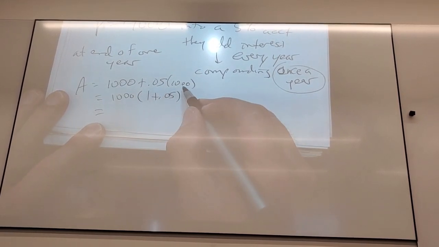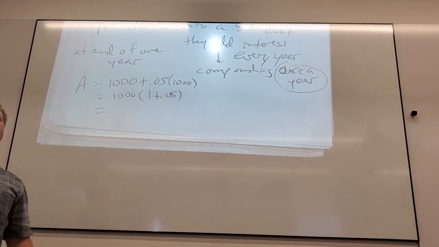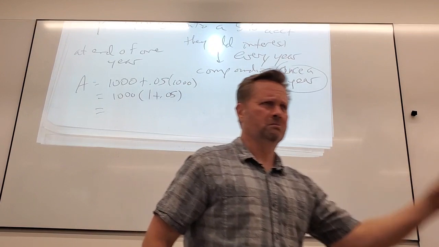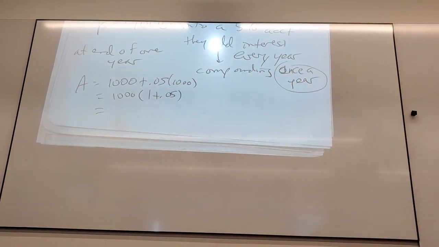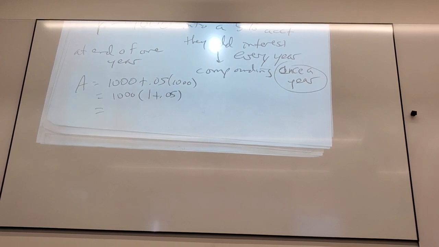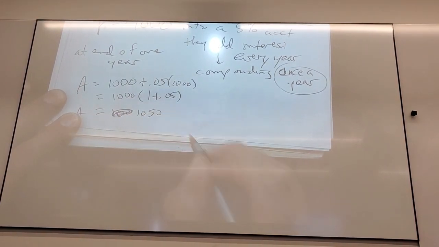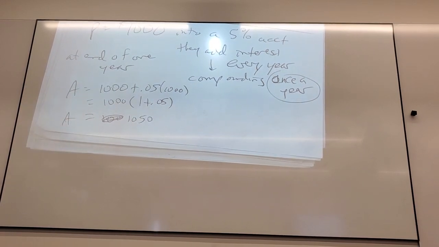What's 5% of 1,000? What's 5% of 100? It's 5, because percent means out of 100. So what's 5% of 1,000? 50. Ooh, look at me. I earned $50. So at the beginning of the next year, assuming I didn't do anything with my account, it's got 1,050 in it, right? So how much money at the end of this?